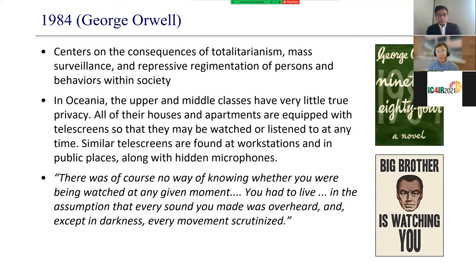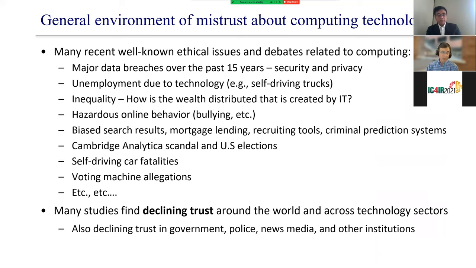And also, these discussions don't just take place in a vacuum. They're also informed by other things going on in society. The general environment includes many kinds of data breaches and other ethical issues and debates we've been having for years now, related to security and privacy of data, unemployment due to technology, inequality that sometimes technology seems to broaden, and bad or hazardous online behavior like bullying. Not just face recognition, but technologies over the years have brought up lots of issues that have concerned people for various reasons.